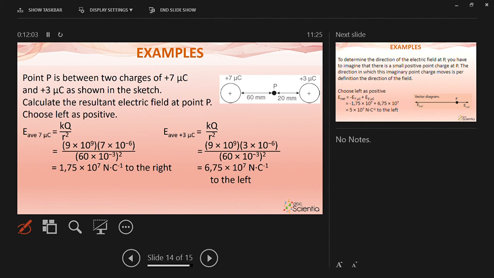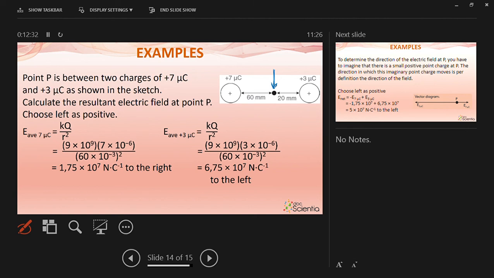Okay. Then the one at the bottom of the page, they say punt P is tussen twee ladings van positief 7 mikro en positief 3 mikrocoulomb soos in die skets. Bereken die resultante elektriese veld by punt P. Now, if you look at that sketch, please understand that this is a place. It is not an object. It's not an object, it's a point.